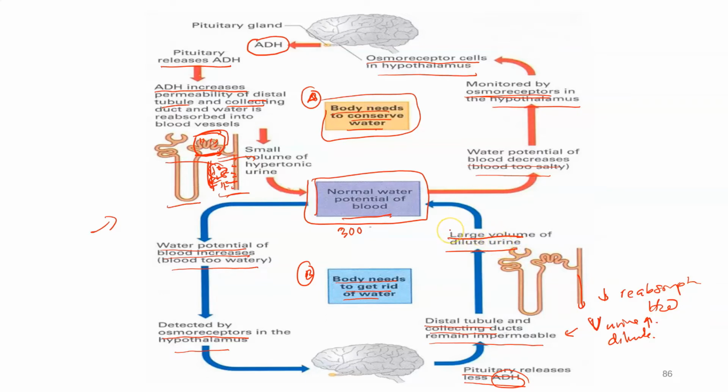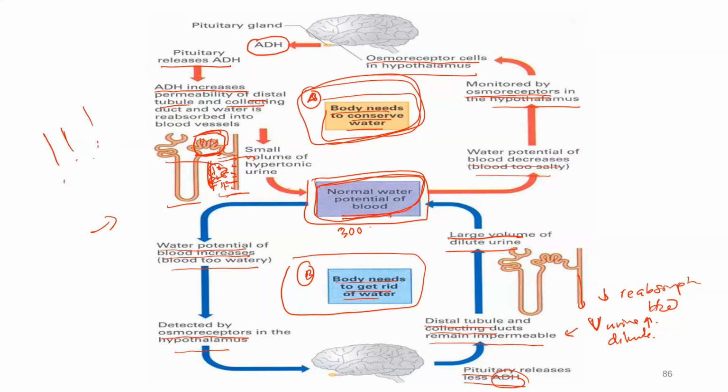This is so that excessive water can be removed out of your body through the formation of urine, and maintains back the normal water potential of the blood, the normal osmolarity of the blood. So you have to know this mechanism of how your body maintains the normal blood osmolarity. We call it osmoregulation. You should be able to know what happened if your body needs to conserve water, and you should be able to explain how the body gets rid of water through the formation of urine. Apa yang terlibat, macam mana dia berlaku. So you have to know.